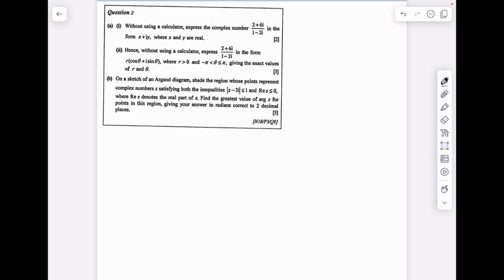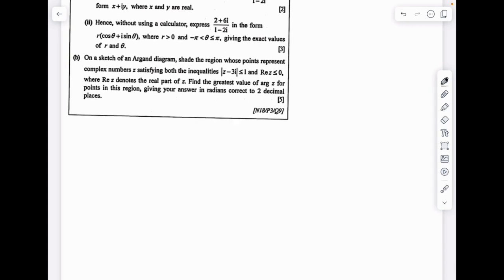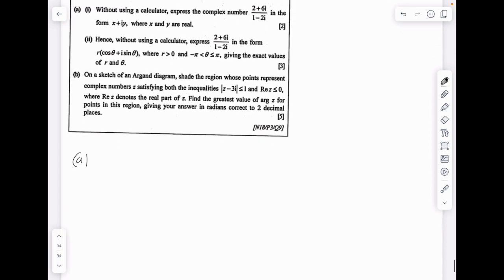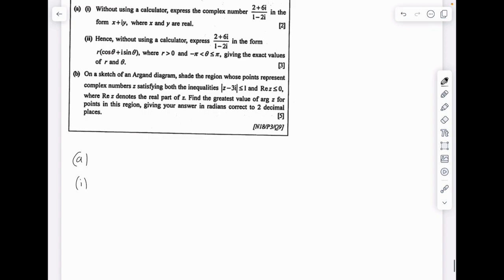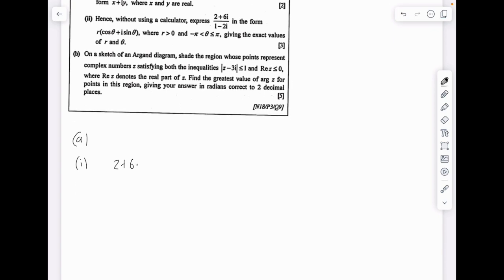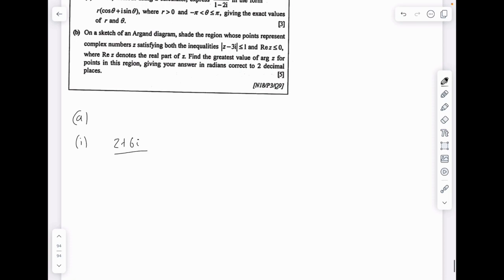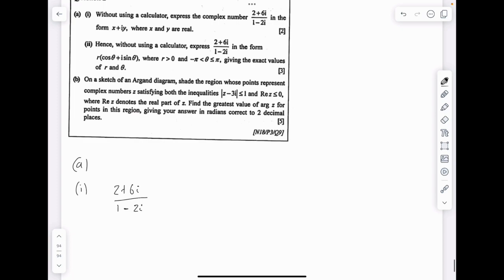So firstly, what we've got here is the following. Without using a calculator, express the complex number 2 plus 6i over 1 minus 2i in the form x plus iy, where x and y are real. So how do we do this? Well, the way I go about doing this is to say, for part i, we've got 2 plus 6i over 1 minus 2i. Now, we need to express it in the form x plus iy. So, how do we do that?